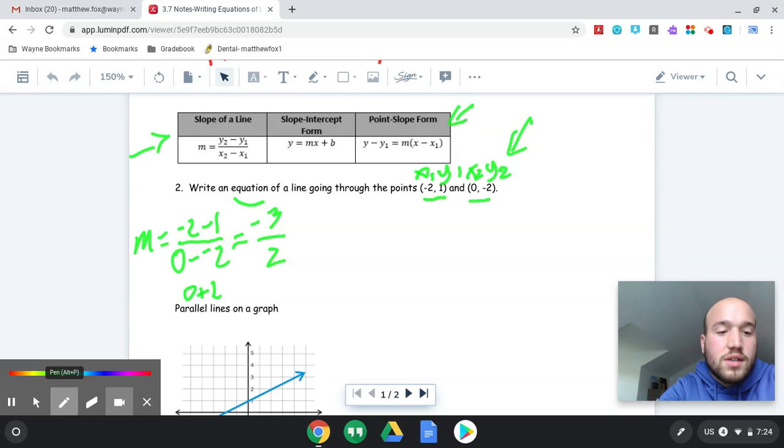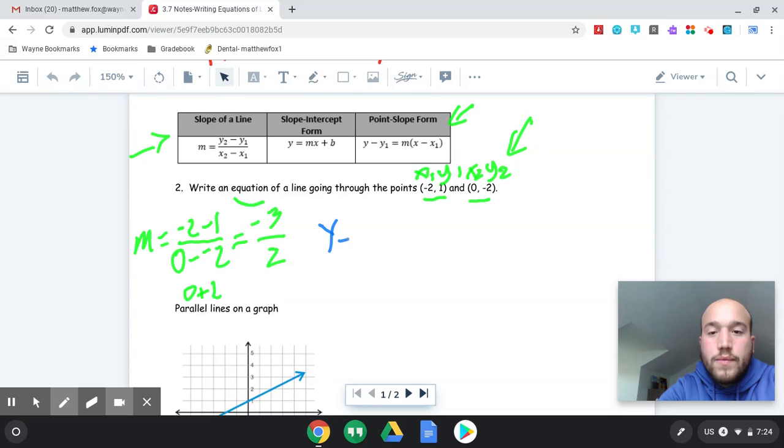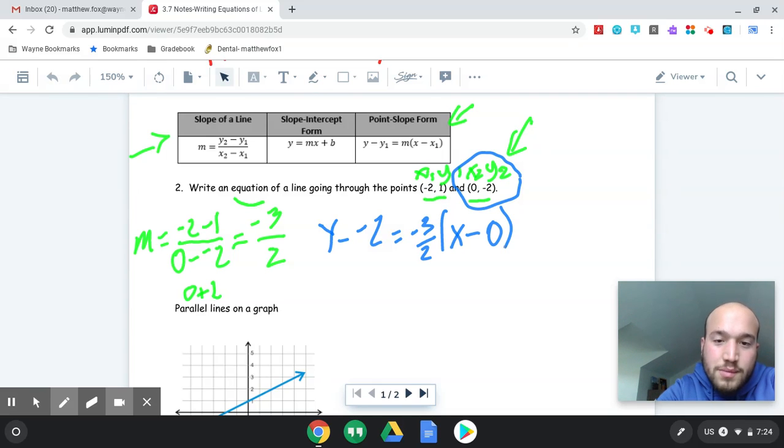So let me change colors to blue. So we'll go y minus y1. Now in this case, we chose this point, so we're actually going to use y minus y2, but minus a -2, equals. Now our slope we found was -3 over 2, and then we do parentheses x minus 0. Minus minus here will result in y plus 2 equals negative 3 over 2 times x.